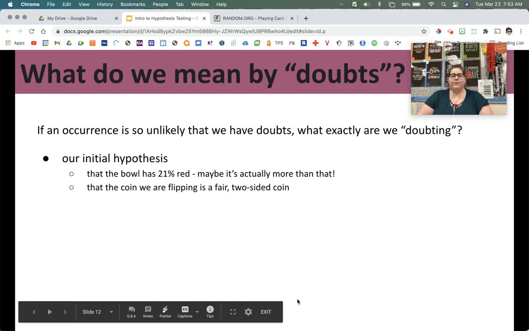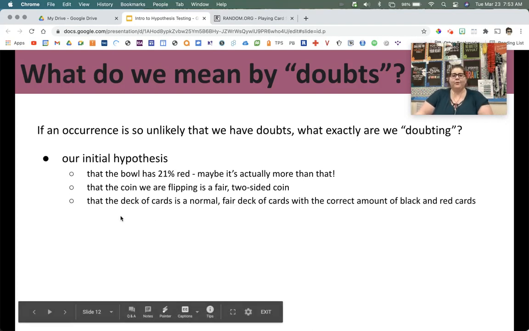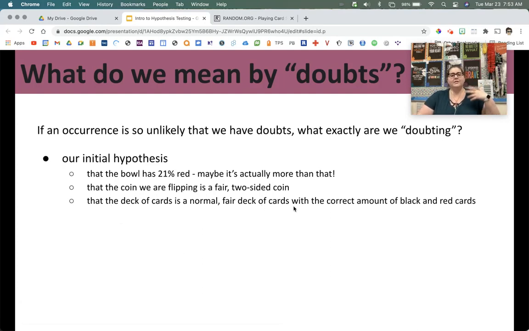For the coin example, once we get so many heads in a row, we start doubting, is this a fair coin? Does it actually have both a heads and a tails side? With the deck of cards, the more red cards I get, the more unlikely that becomes, the more I start to question, is this a fair deck of cards that has all the amount of cards that it should? So that's one thing we could have.